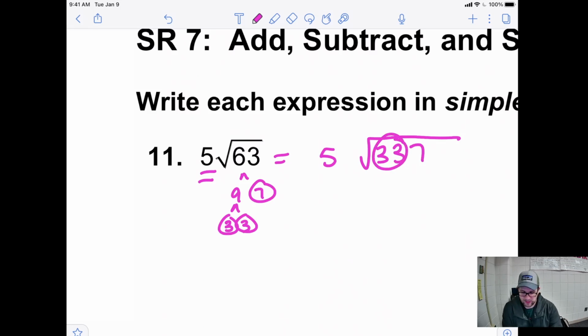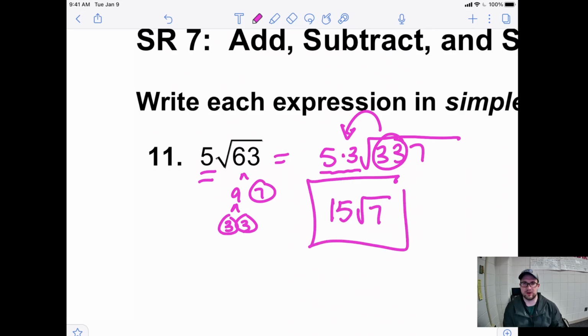Now, I pull out 2 3s. Notice there's already a 5 out there. So this 3 is going to come out here, and we're going to have to combine these together. It doesn't turn into 53. 5 times 3 is 15. And then I'm going to be left with the square root of 7.